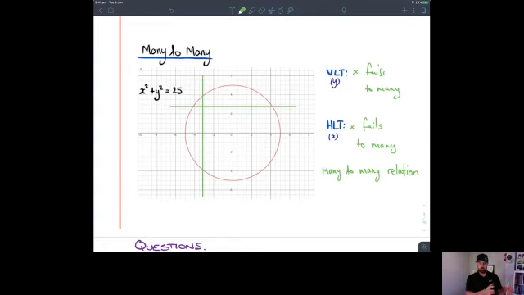Horizontal line test always tells us information about our x. The vertical line always tells us information about our y. If both tests fail, it's many to many. Combine what we've got. I've just realized I've made a mistake. That should actually read many to many. All right, hopefully that is clear for you guys.